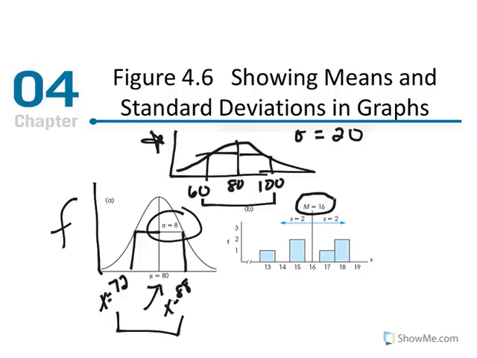Obviously, 13 is not equal to 16, 15 is not equal to 16, 17 is not equal to 16, 18 is not equal to 16. And what S equal to 2 is illustrating is that on average, these scores deviate from the mean by 2 points. So it gives us a sense of the variation and also the consistency of the scores in the distribution.